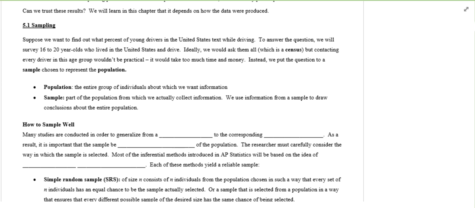Okay, so the population is the entire group of individuals about which we have information. The sample is part of the population from which we actually collect information. We use information from a sample to draw conclusions about the entire population. So now we're really going to be super specific about what is considered the population versus what is the sample. Okay, how to sample well.